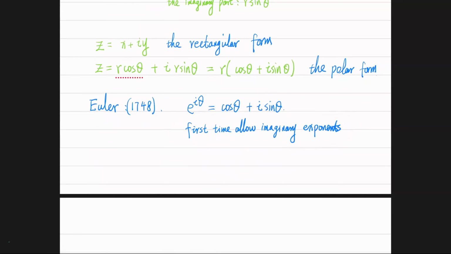Okay, so let's check a few special cases. First, if theta is 0. What does e stand for in this case? e to the i times 0. Okay, let's find e to the i times 0 using the formula.